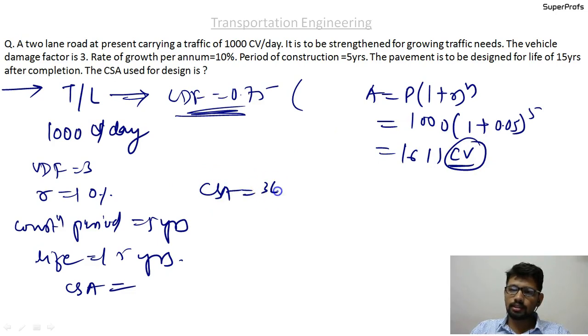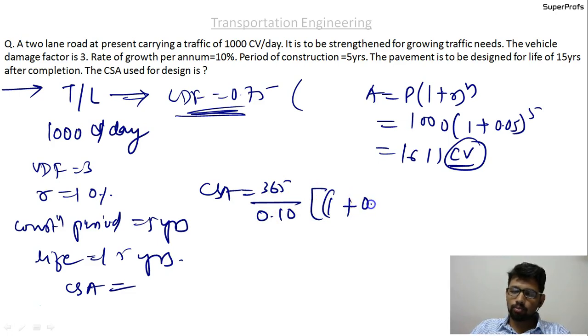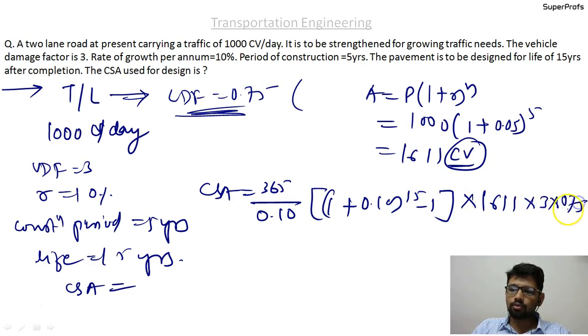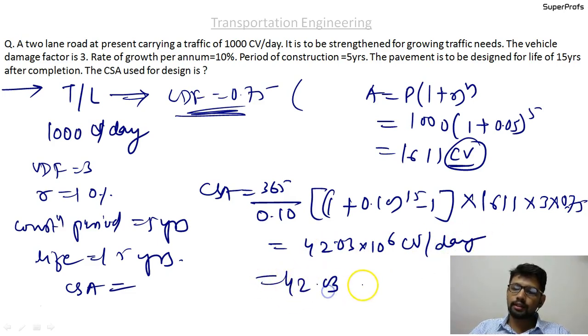So CSA equal to 365 upon 0.10, into (1 plus R, R is 0.10) to the power 15 minus 1, into 1611 into 3 into 0.75, which is equal to 42.03 into 10 to the power 6, which is equal to 42.03 MSA, million standard axles. Very straightforward question, but this question has been asked repeatedly in the GATE examinations. So it is important to study this.